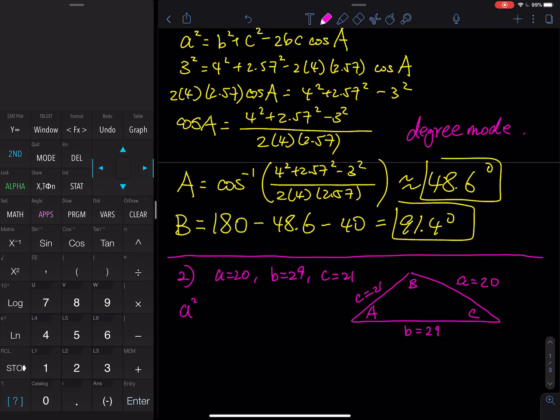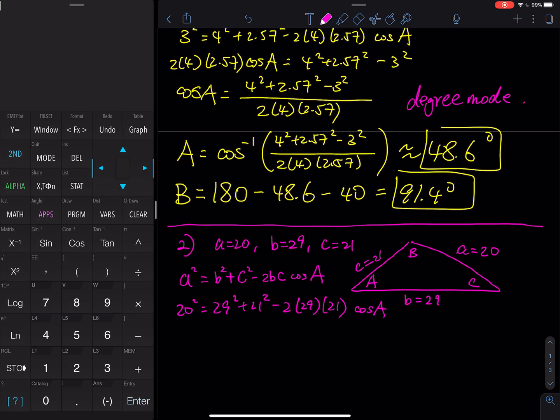Okay, a square equals b square plus c square minus 2bc times cosine big A. That's the formula. And then we plug in a, b, c. So 20 square equals 29 square plus 21 square minus 2 times 29 times 21, and then cosine of A.